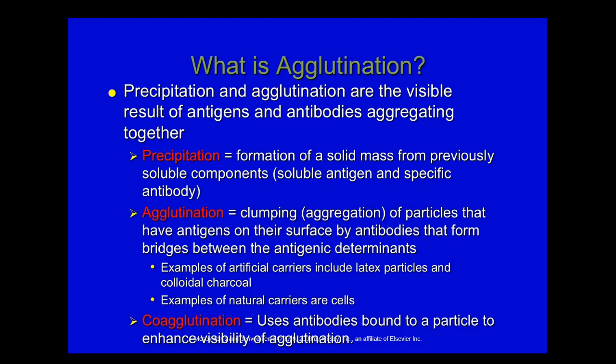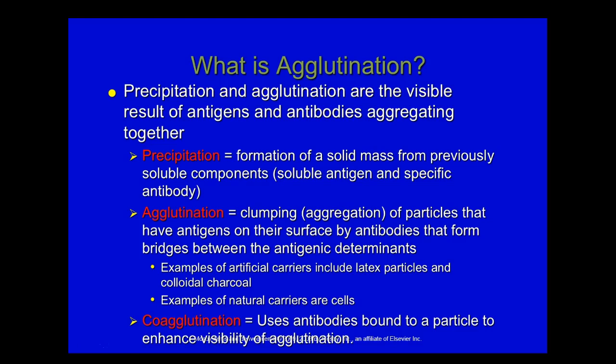We're going to talk about a couple different types of agglutination that are very similar but not exactly the same. So precipitation is the formation of a solid mass from a previously soluble component, a soluble antigen and a soluble antibody. Something that uses this is in RPR test that we'll be doing later on. That was one example of a precipitation type of test.